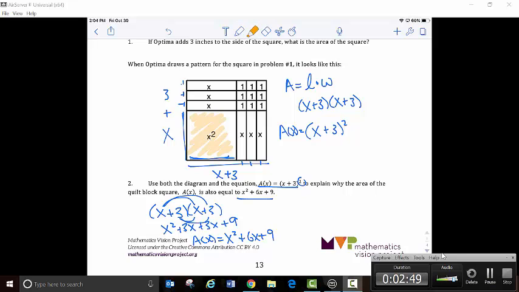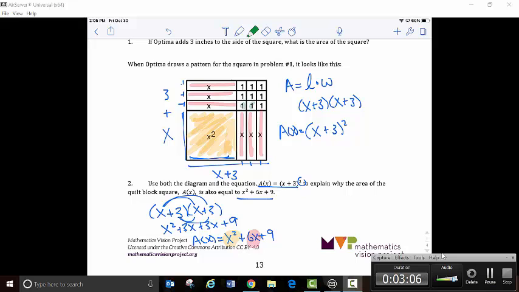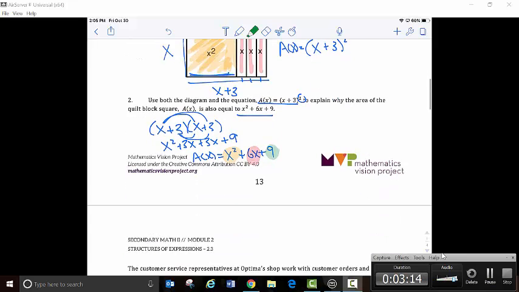Or you can just count the pieces. We have 1 big X squared, that's this right here. The X's are the rectangles. How many do we have? 1, 2, 3, 4, 5, 6 X's. And how many little squares of fabric? 1, 2, 3, 4, 5, 6, 7, 8, 9. And so that is why they can be written in either way.